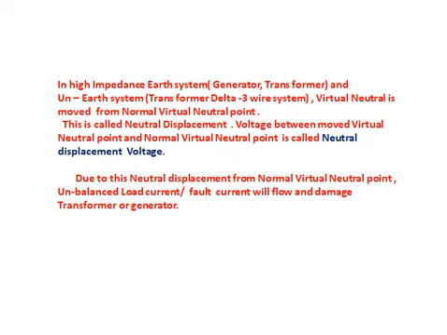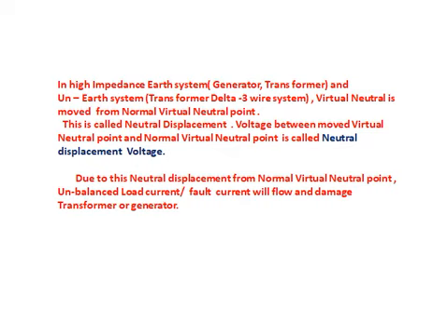In a high impedance earth system, that is generator, transformer and unearthed system, transformer delta 3-wire system, the virtual neutral is moved from the normal virtual neutral point. Actually, in a 3-wire system, there will not be a neutral. So only 3-phase voltage is available, but the 3-phase voltage is formed from the neutral only. So we call that neutral in a 3-phase system the virtual neutral.